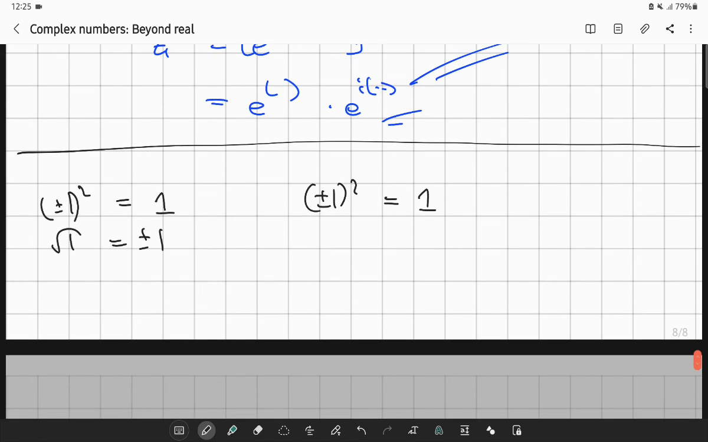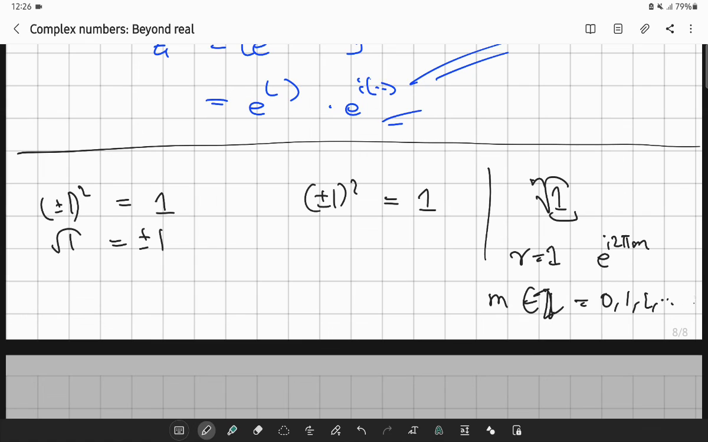And similarly, I want to find the nth root of 1. How do I do this? Well, again, I have to express 1 in the polar form. So in the polar form, r is equal to 1 and e raised to i 2 pi m, where m belongs to integers. So m can be 0, 1, 2, 3, and so on. That's how I usually calculate the nth root of unity.